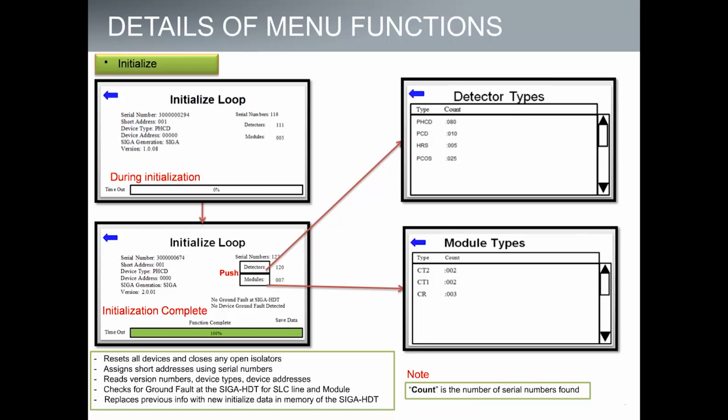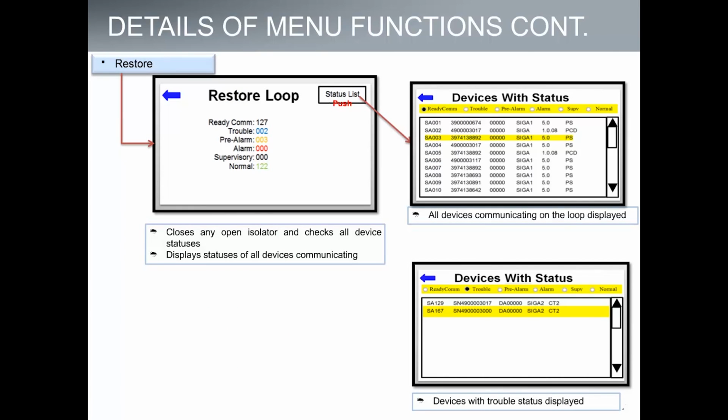Ground fault status will also be displayed after the process is complete. Next, let's talk about the restore loop function. The restore loop function closes all isolators and checks all device status on the loop.